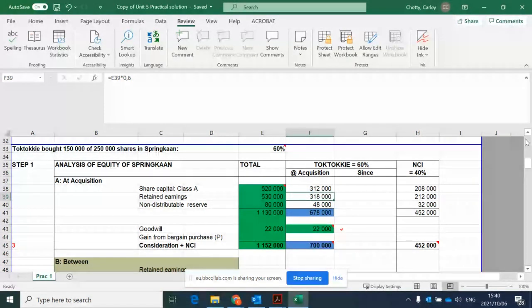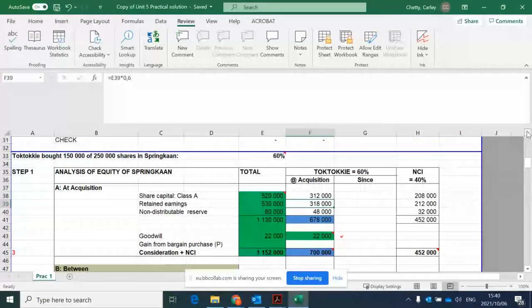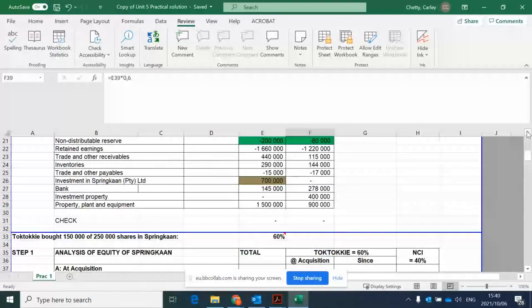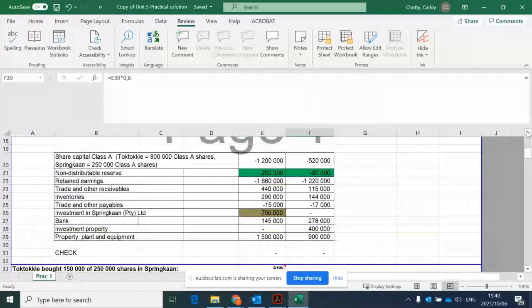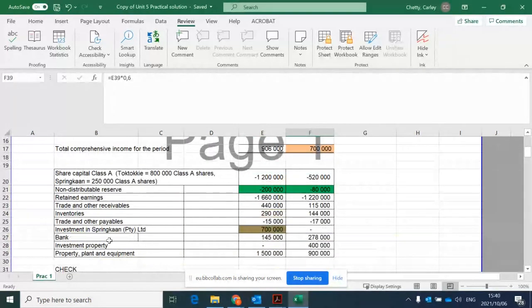So if we have a look at the question, it doesn't specifically say in the paragraph how much was paid, but we can actually see how much was paid by looking at the trial balance given to us.